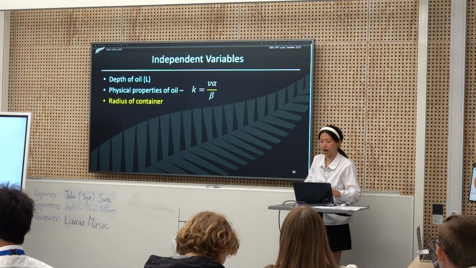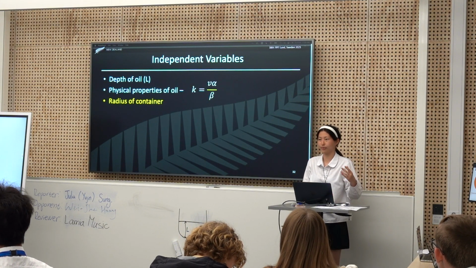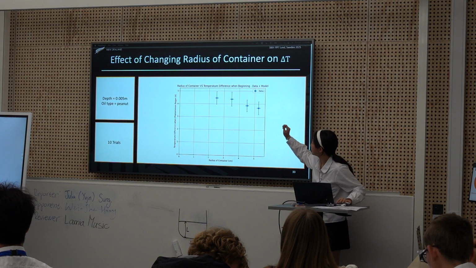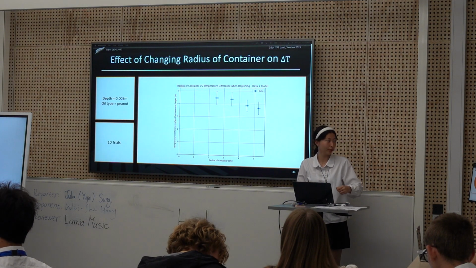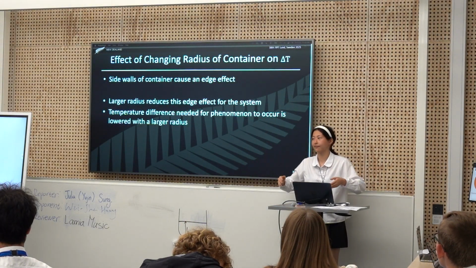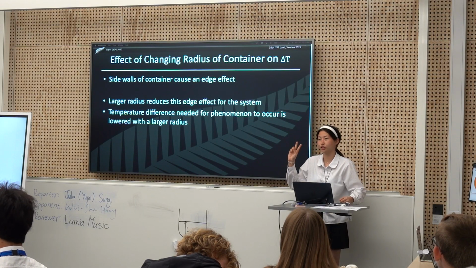My third independent parameter, the radius of the container, this was done by just changing beakers. So as the radius increases, the temperature difference required for the phenomenon to begin decreases. This makes sense because the side walls of the container have an edge effect. There's two ways in which this manifests.